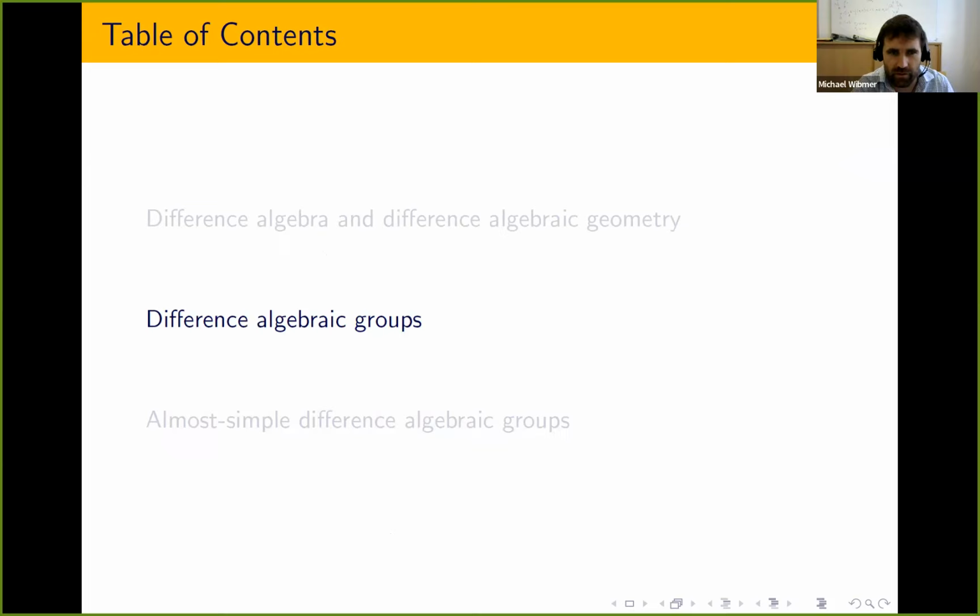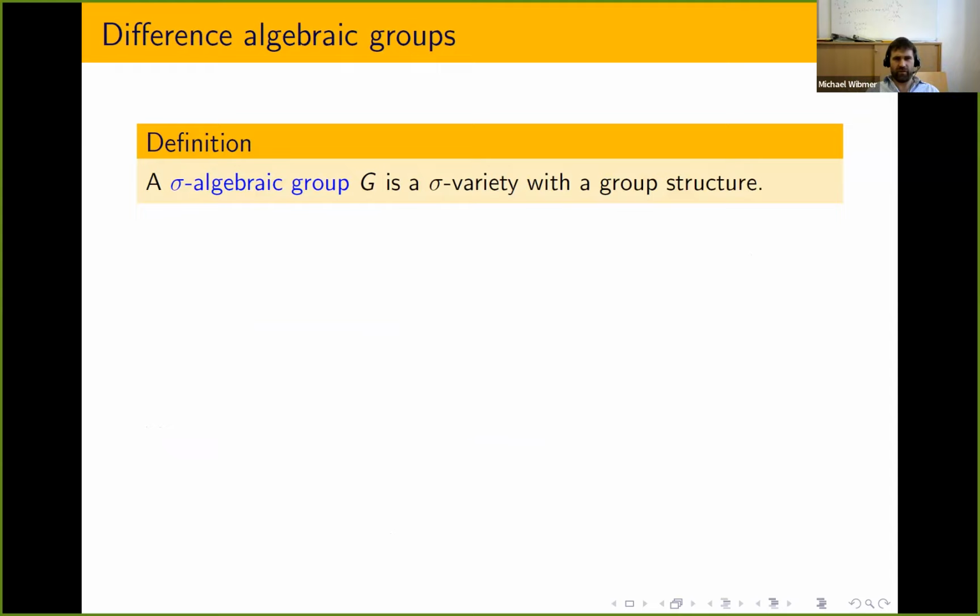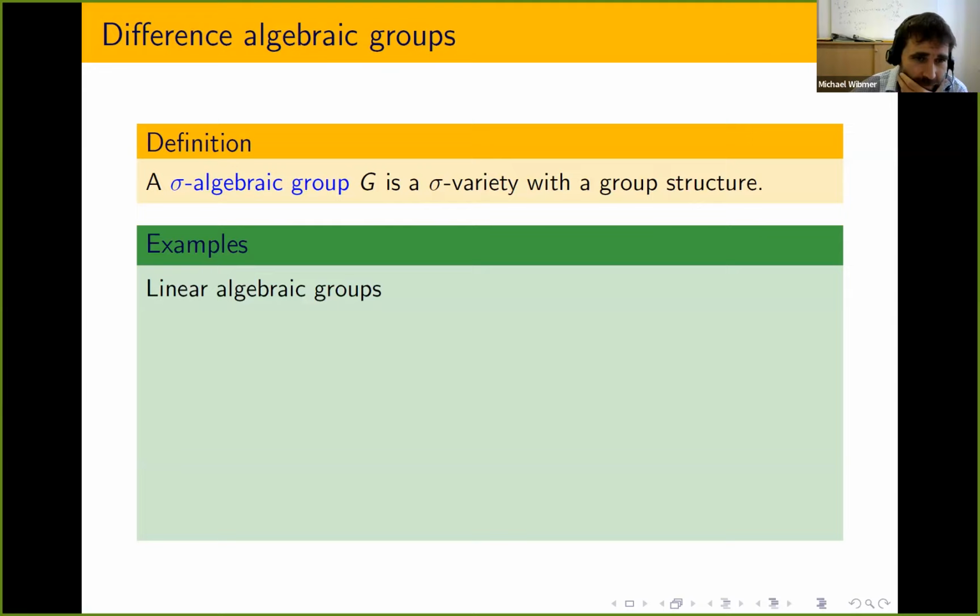All right, so that was the first section. Let me move on now to difference algebraic groups. You can probably guess what it is at this point. A difference algebraic group is just a difference variety with a group structure. More formally, we could say it's a group object in the category of difference varieties. Here are some examples. Linear algebraic groups, so subgroups of the general linear group defined by algebraic equations, are examples of difference algebraic groups, just because algebraic equations are examples of algebraic difference equations.